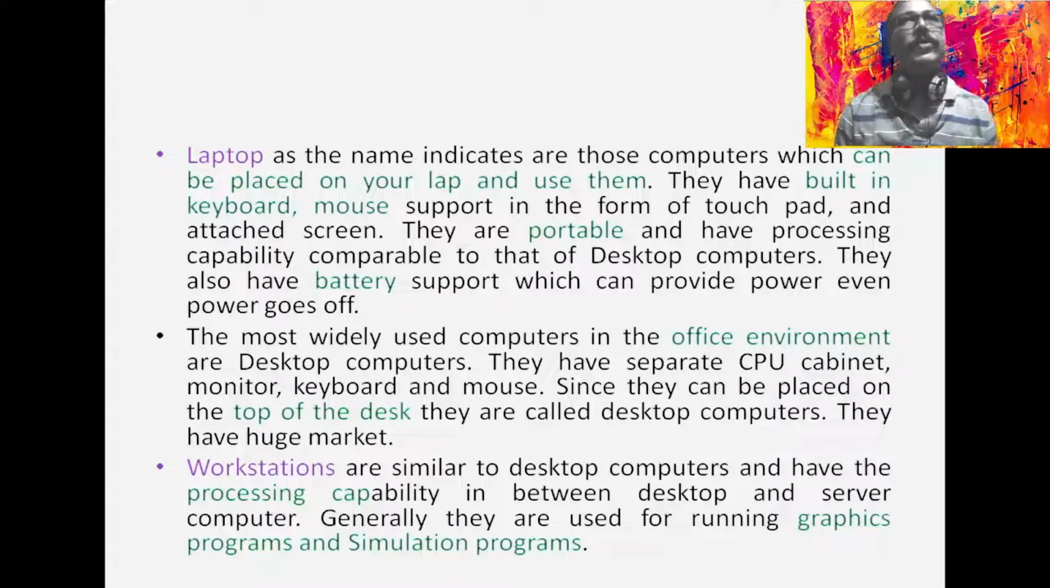But the most widely used computers in the office environment, or usually in the home environment, are desktop computers. In the case of desktop computers, there will be what is generally called the CPU, or cabinet, and a monitor. Keyboard and mouse are also usually separate ones. You can have a wired keyboard or a wireless keyboard, similarly with the mouse. Usually they are placed on top of the desk. That's why they are called desktop computers.